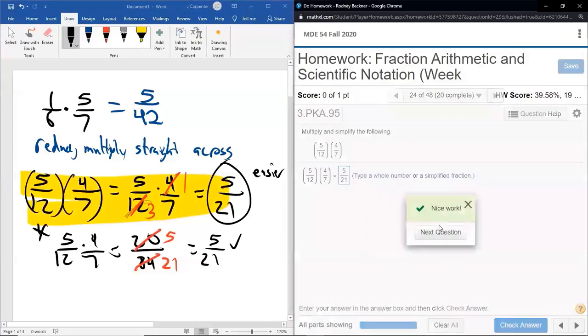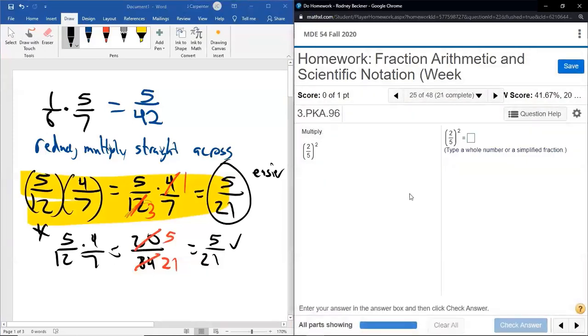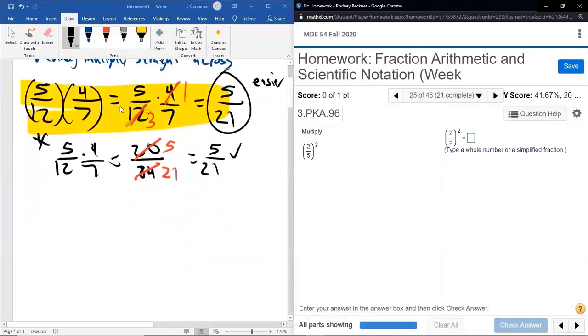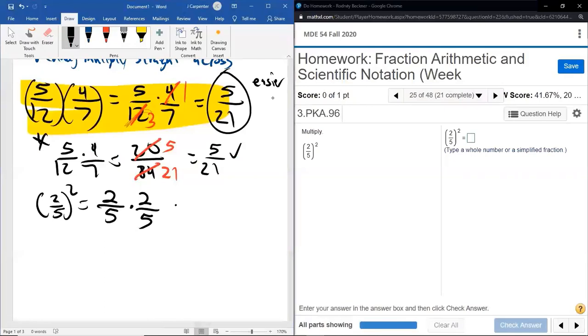5/21, everything looks good. Next question. Exponents with fractions. So 2/5 squared, when you have an exponent, like a 2, that just says to take the thing and multiply it by itself that many times. So we take 2/5 times 2/5. A lot of people think it's a lot harder to deal with exponents and fractions. Quite honestly, it's as simple as multiplying because it's quite literally multiplying. So that's just 2 times 2, which is 4, and 5 times 5, which is 25, and that's going to be my answer.